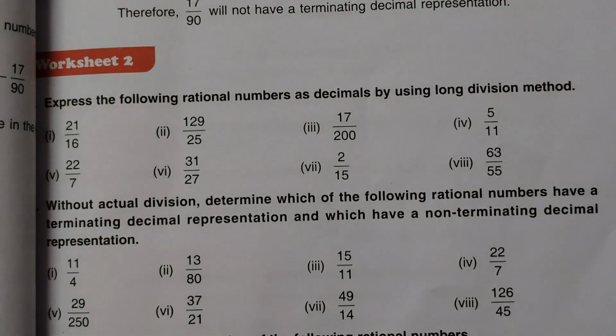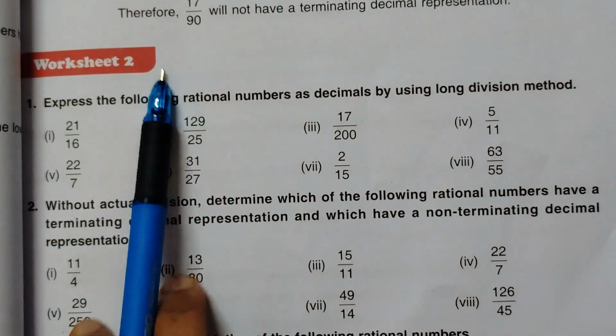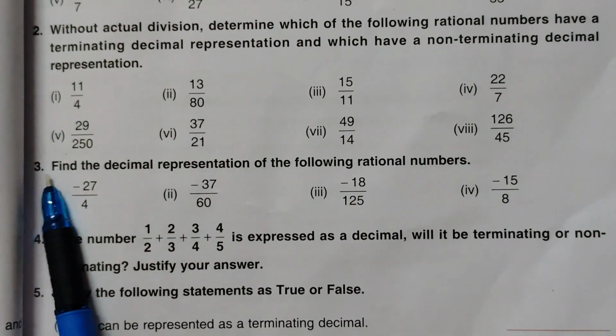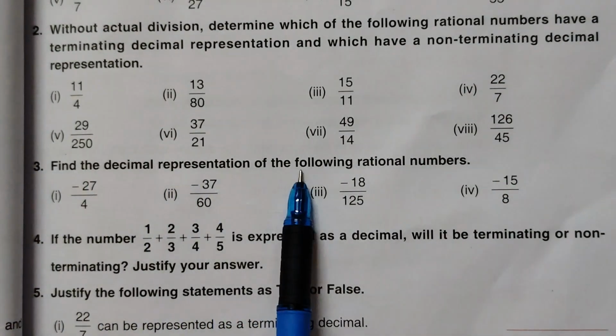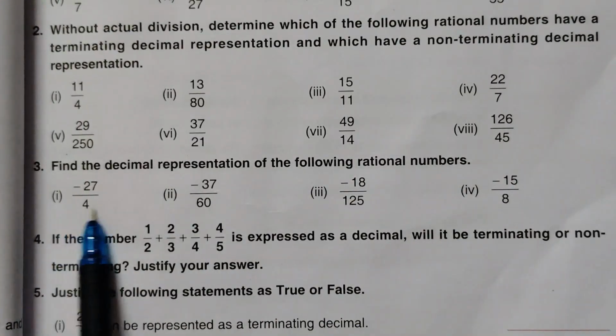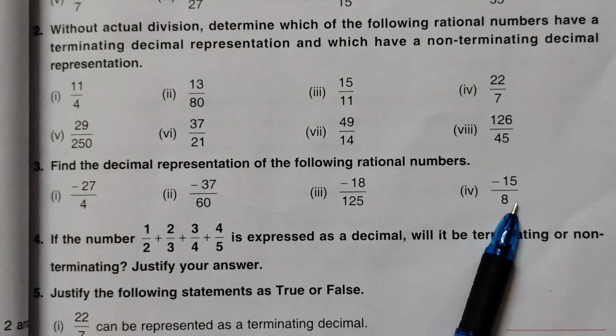Hello students, now we are going to start worksheet 2, third question of chapter 3. Find the decimal representation of the following rational numbers. Okay, so these are the rational numbers. So let's see.